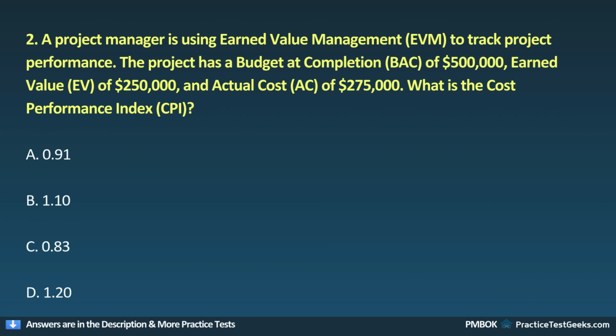2. A project manager is using Earned Value Management (EVM) to track project performance. The project has a budget at completion of $500,000, earned value (EV) of $250,000, and actual cost (AC) of $275,000. What is the Cost Performance Index (CPI)? A. 0.91, B. 1.10, C. 0.83, D. 1.20.